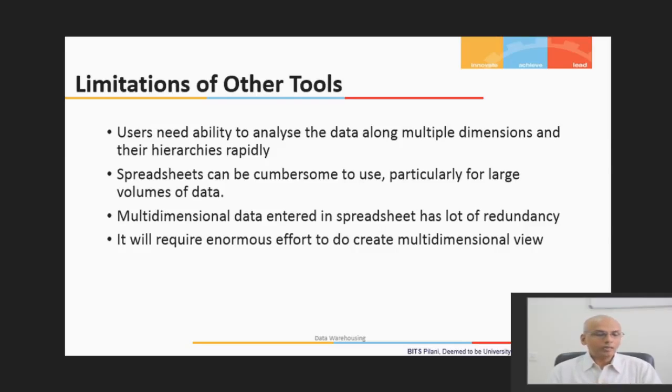And then it will also require a lot of effort and a lot of scripting in order to create the multi-dimensional views. And not everybody is comfortable, and that scripting language may not be the best or most user-friendly language that is available to create the information.